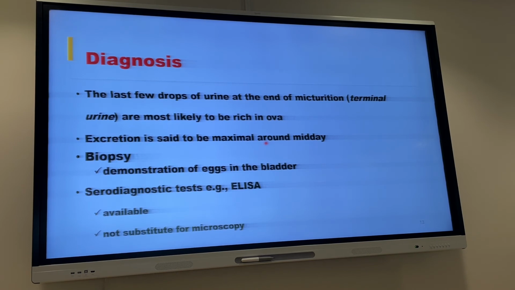Biopsy is another approach to diagnosis, but of course, this is not for the microbiology lab. This goes to the histology lab.